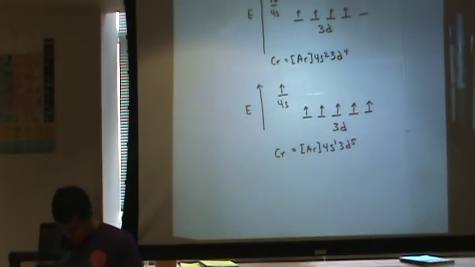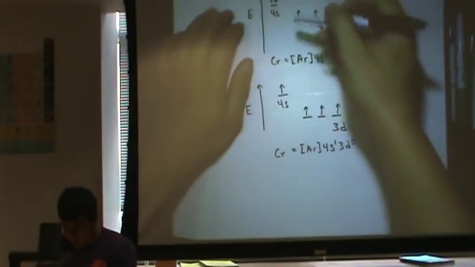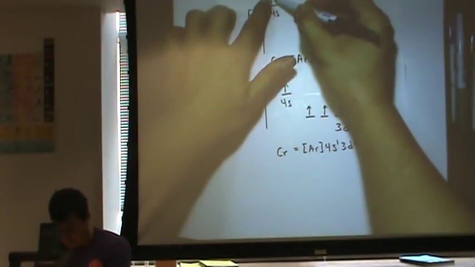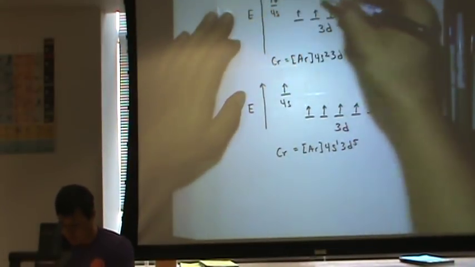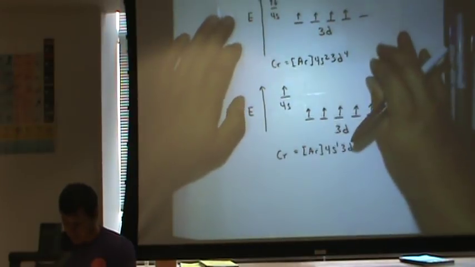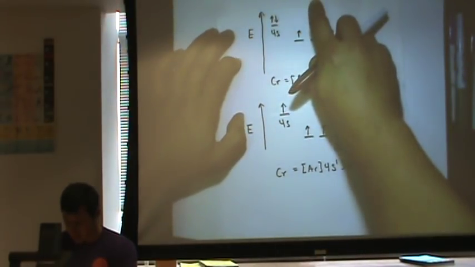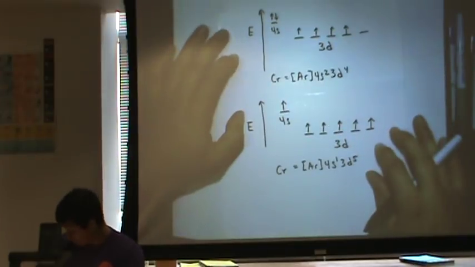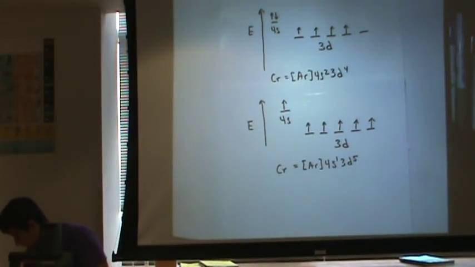The reason this is happening is because the pairing energy of having these two electrons in the same orbital is higher than if we put this electron out here. And copper and the elements below copper exhibit the same principle. That is one of our first exceptions.